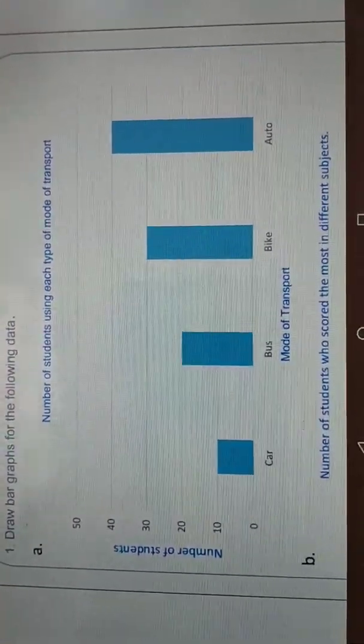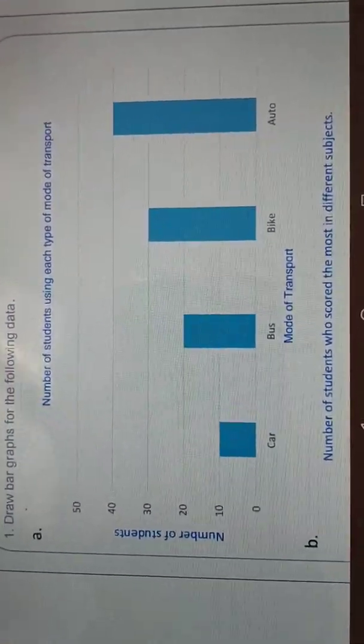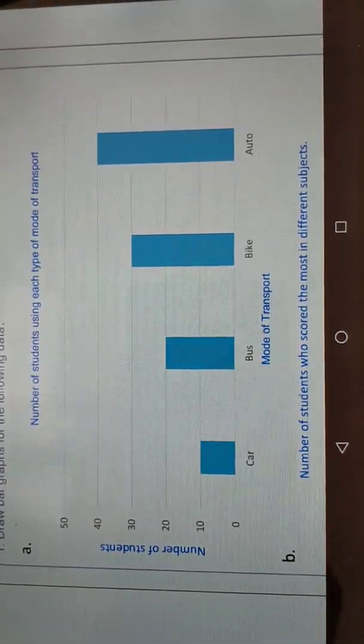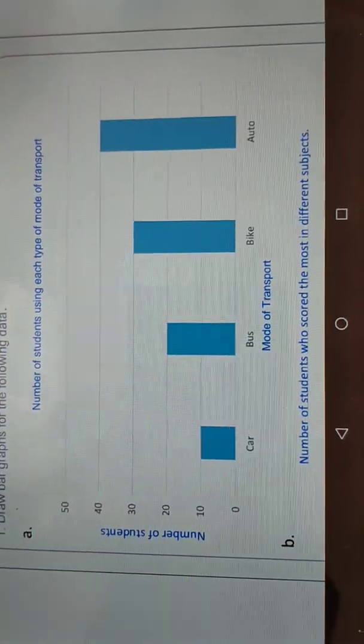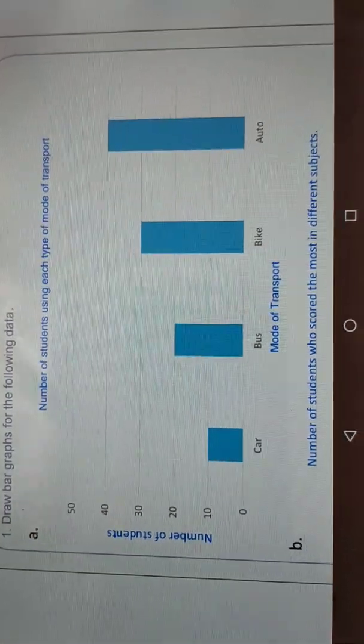Okay students, now what was your homework? Your homework is you have to complete worksheet number 10, 11, 12, 13 and 14 and send it to me before 3 o'clock in the WhatsApp group. You have to complete all the worksheets and send them to me before 3 o'clock.